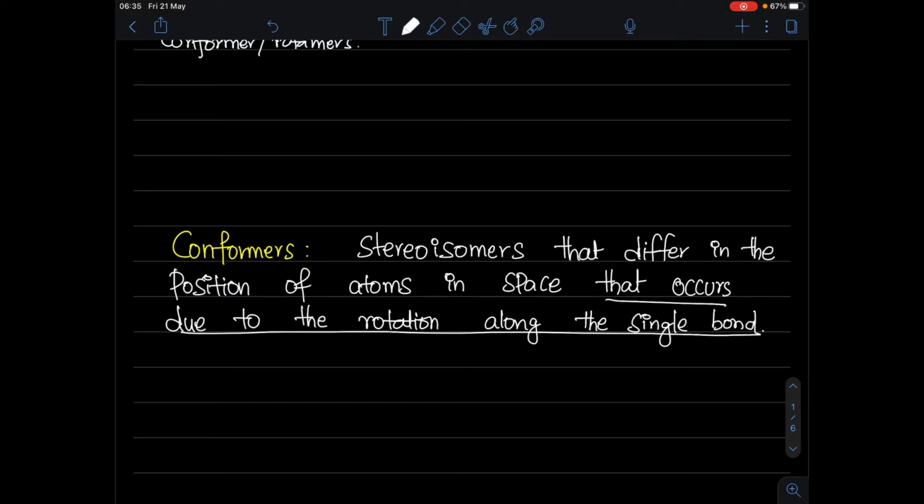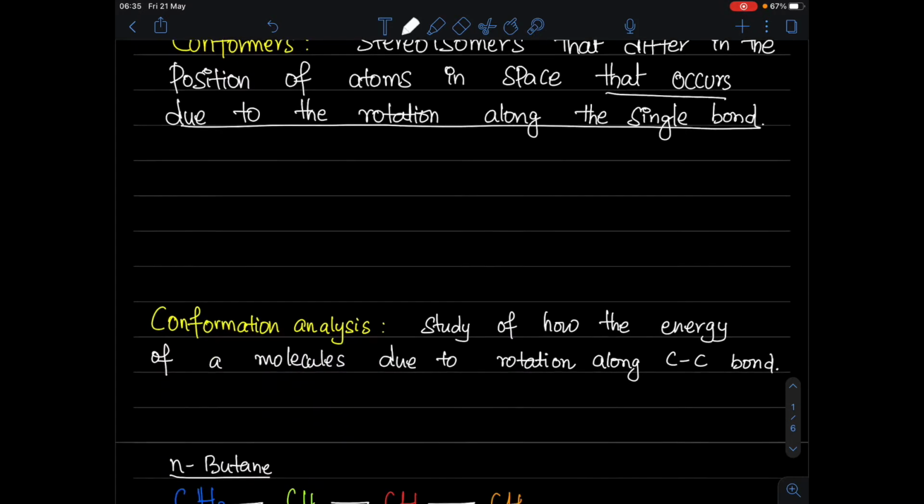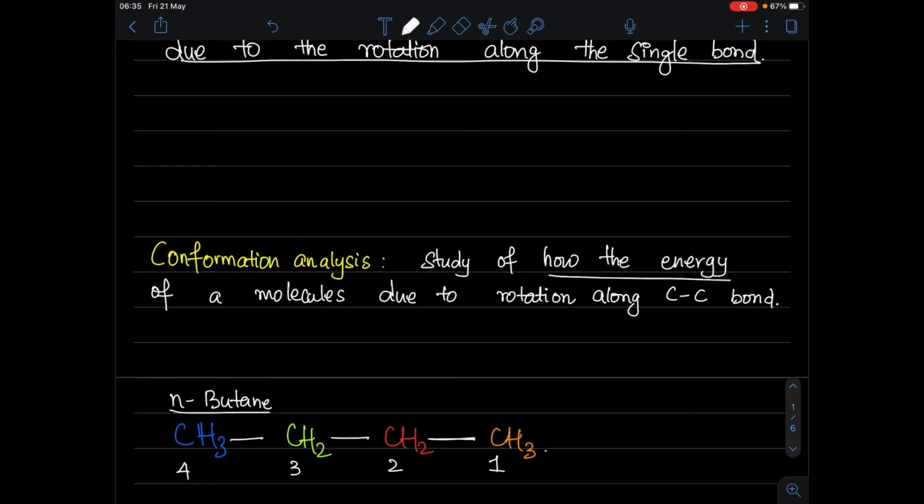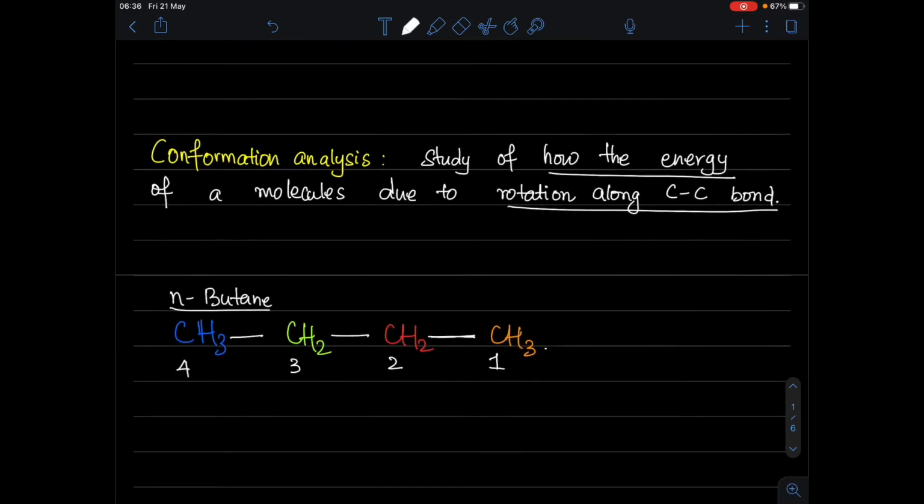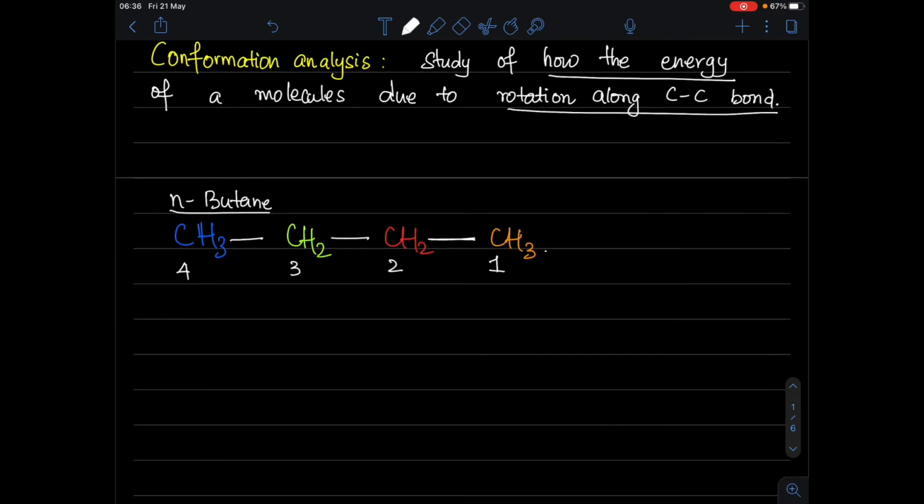So then what is a conformation analysis? As the molecule gets rotated to a certain degree, the energy of the molecule will vary. How the energy of the molecule changes due to the rotation along the C-C sigma bond is called conformation analysis. With this, let us study the conformation analysis of the n-butane molecule.